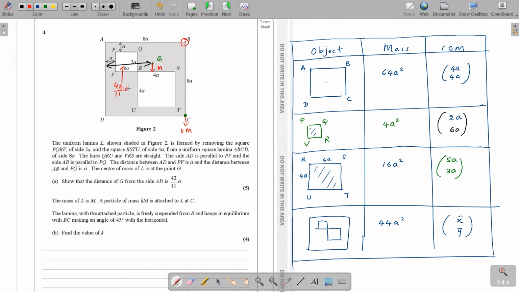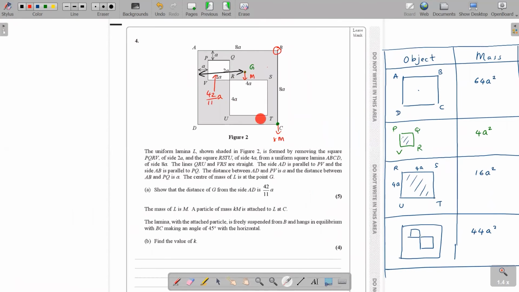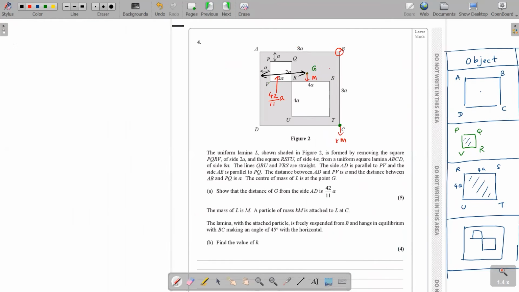42 over 11a. Okay, I know the x bar distance. What we'll do is, shall we find the position of the new center of mass? Because when you attach this particle km, the center of mass will obviously move, right? So for part B, I make another table: object, mass, center of mass.